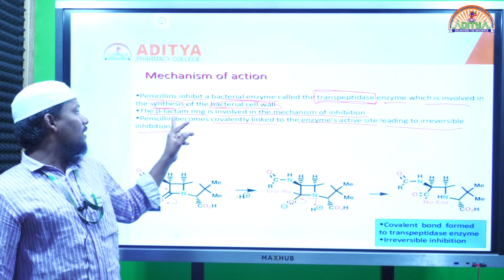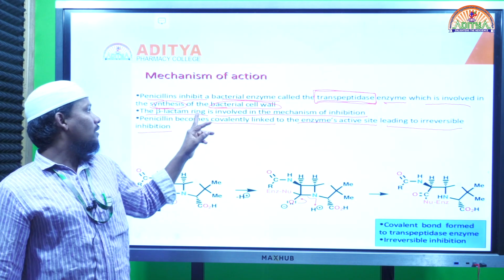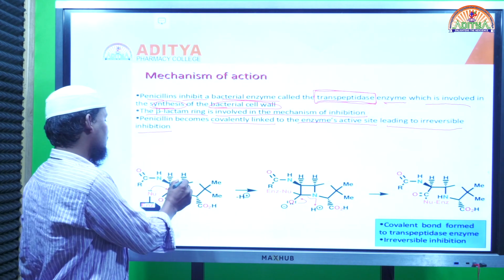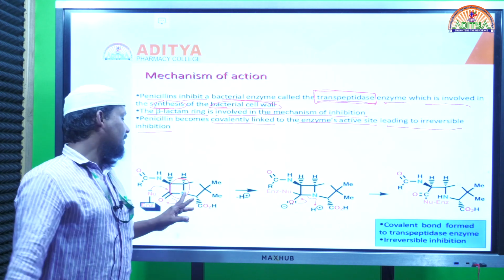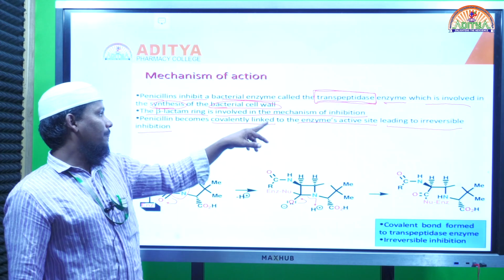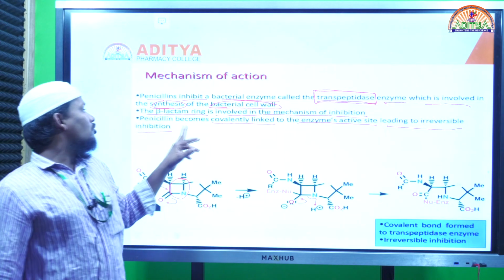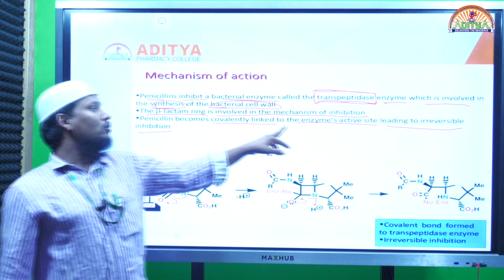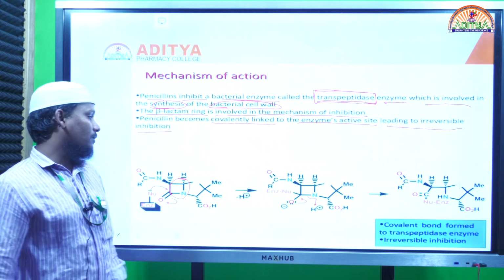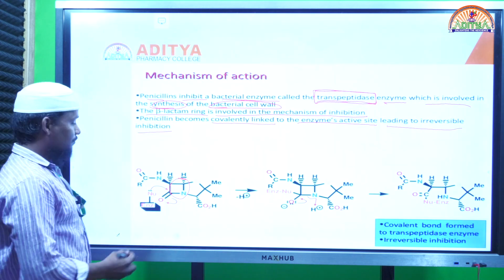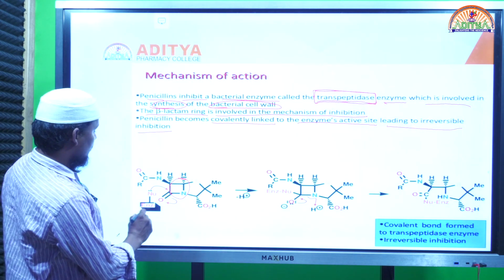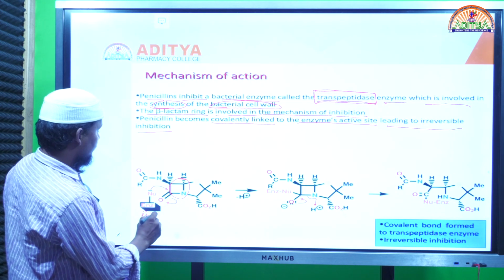Now our drug, the beta-lactam ring, this is the 5-membered beta-lactam ring, will bind to the active site of the enzyme and cause inhibition. So penicillin is covalently linked to the enzyme's active site, leading to irreversible inhibition. So this is the brief mechanism. Look at this: this is the enzyme, the bacterial enzyme.